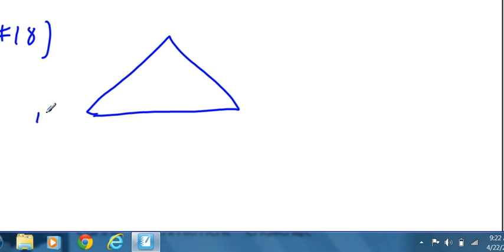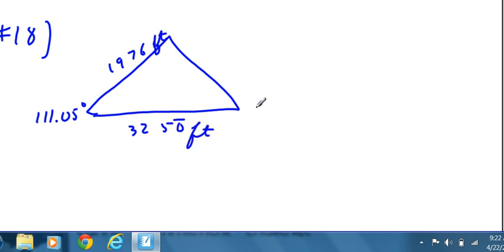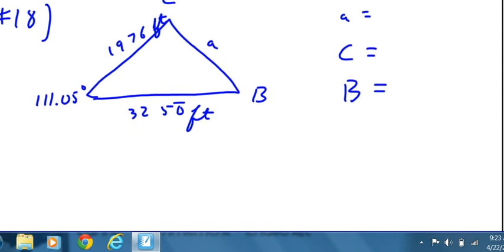Okay, so I've got 111.05 degrees. I've got 1976 feet. I've got 3250 feet. And I want to know B, I want to know C, I want to know little a. So over here I'll put down little a is equal, C is equal, B is equal, and then that's where I'll put my answer. All right, so I want to find little a first.